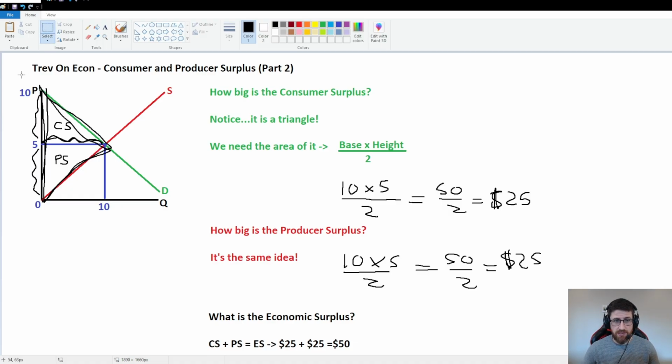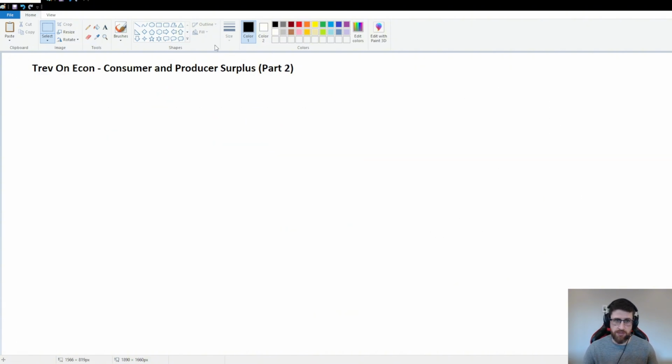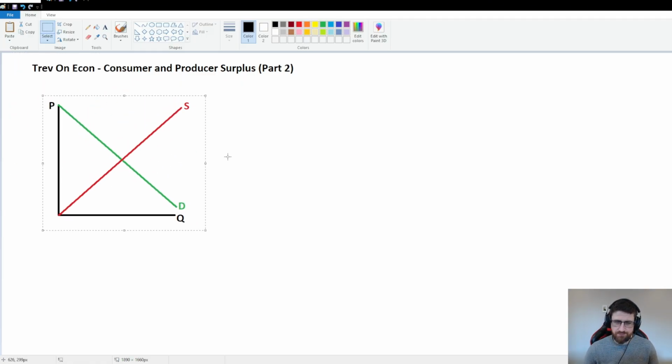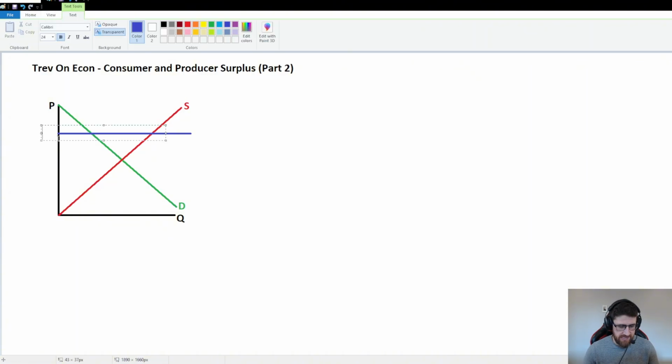Not at equilibrium is definitely more complicated. Okay, it takes a lot more care. So we're going to start from the same picture, but this time I'm going to say the price is somewhere up here. Okay, get that nice and straight. Perfect. Okay, and we're going to call this, I don't know, $8.